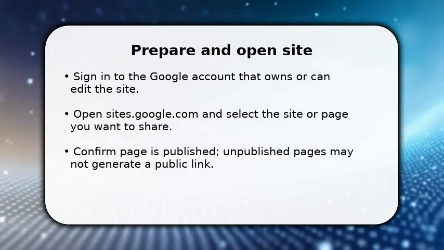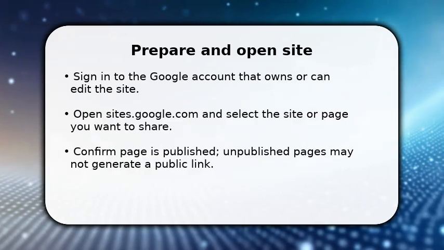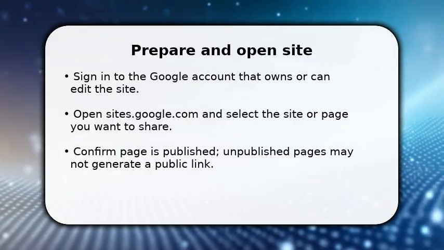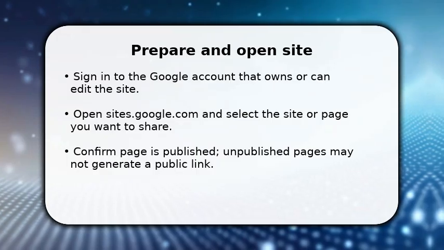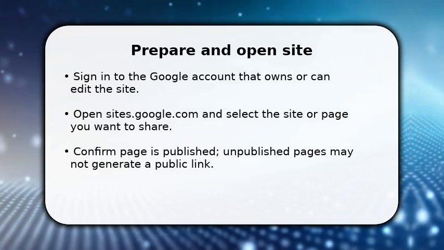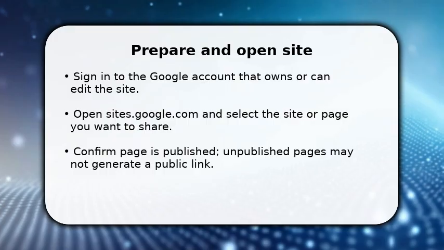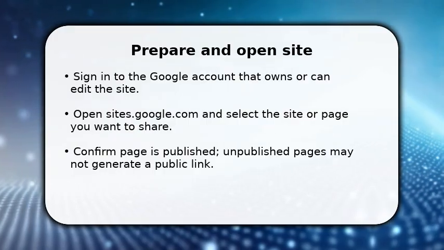You're starting on the page itself, so sign in and open the site you control. Once done, locate the page in the site editor or the live site view. That determines the link you'll copy. Make sure the page is published. Unpublished edits create draft-only URLs.